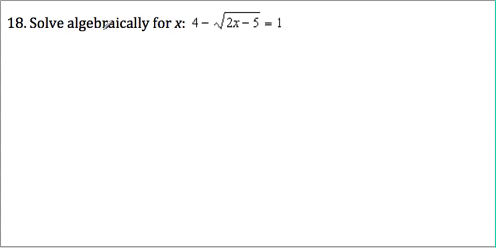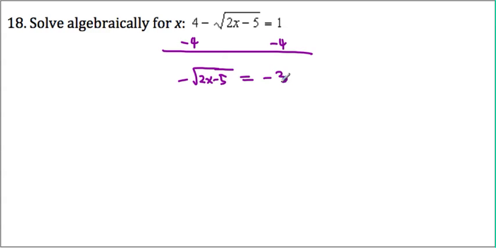Number 18. How do we solve this one algebraically? Our first step has to be isolating the radical by itself. So we can subtract 4 from both sides. Then here we get negative square root of 2x minus 5 equal to negative 3. Now, once you square both sides, we get 2x minus 5 equal to 9, because negative negative becomes positive on both sides. Then by adding 5, we get 2x is equal to 14, and x becomes 7.